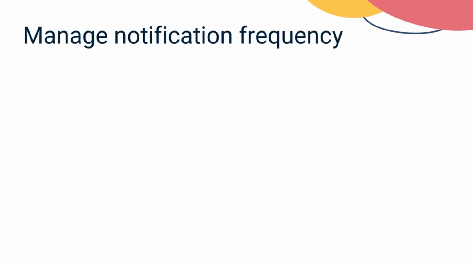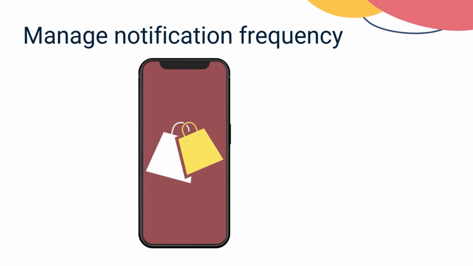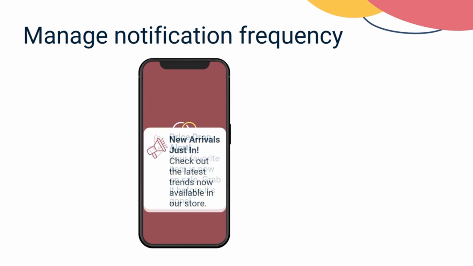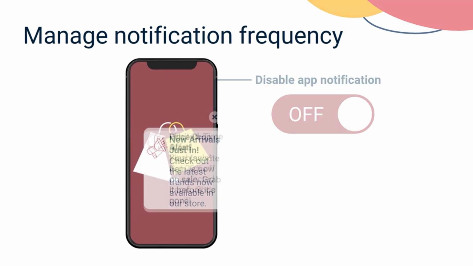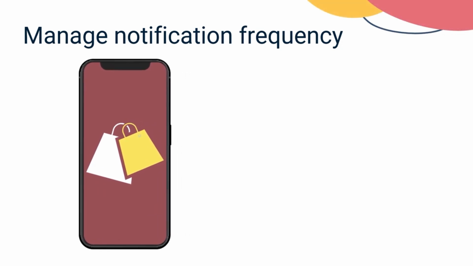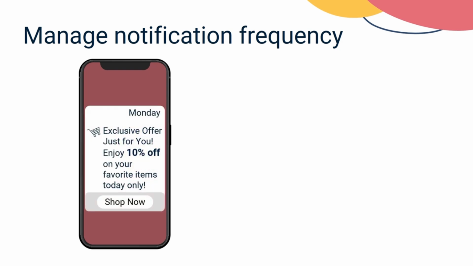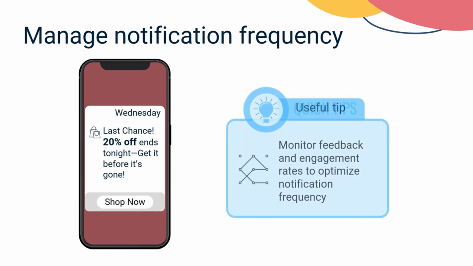Next, let's consider how the frequency of notifications can significantly impact the user experience. Sending too many notifications can overwhelm users and lead them to turn off notifications or uninstall the app. For example, a shopping app that sends multiple notifications about sales in a short time span may annoy users. Instead, space out the messages and limit notifications to once a day or a week based on user interaction. Here's a useful tip. Monitor user feedback and engagement rates closely to determine the optimal frequency for your target audience.